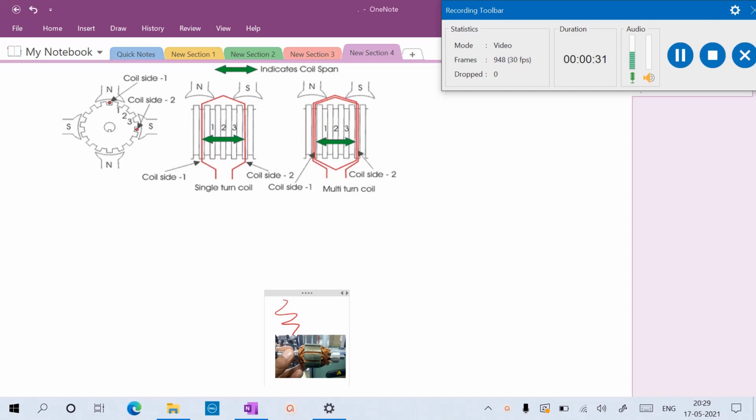In the previous class we have seen what we mean by a conductor, and what a turn and a loop are.